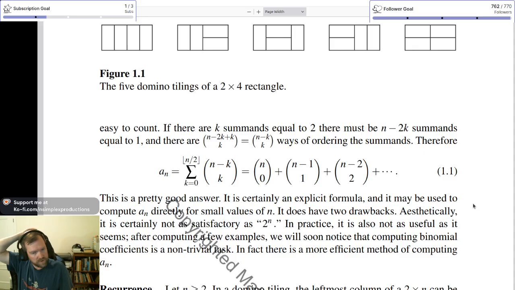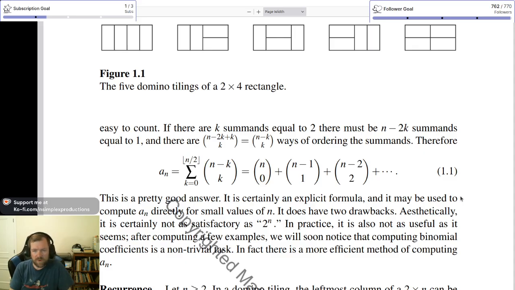This is a pretty good answer, and it's certainly an explicit formula. It may be used to compute a sub n directly for small values of n. It does have two drawbacks. Aesthetically, it is certainly not as satisfactory as 2 to the n. In practice, it is also not as useful as it seems. After computing a few examples, we'll soon notice that computing binomial coefficients is a non-trivial task. I mean, hey, if you need some binomial coefficients calculated, you know who to talk to.